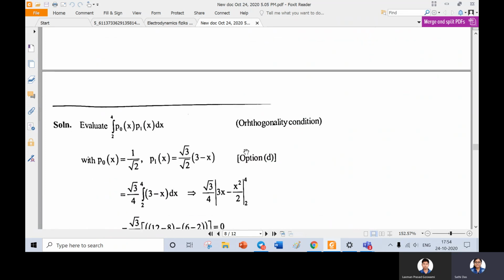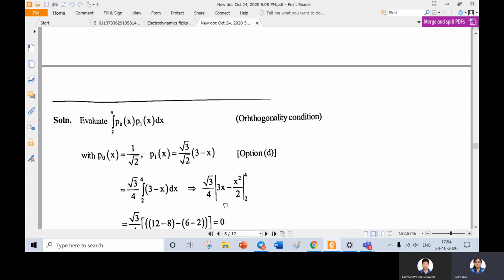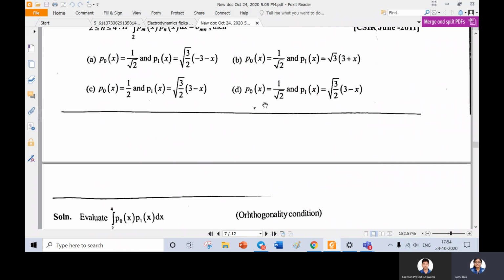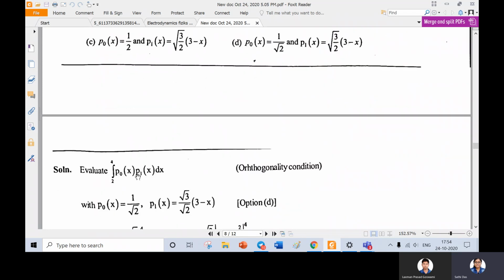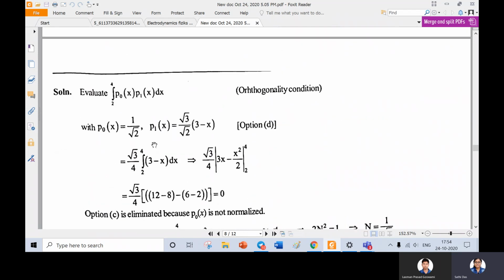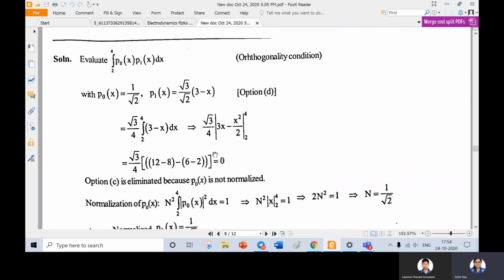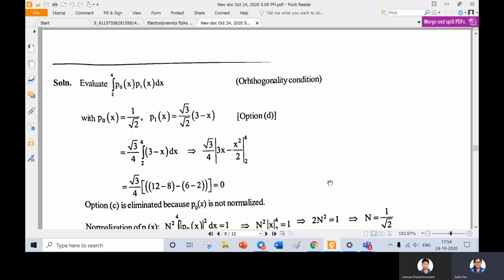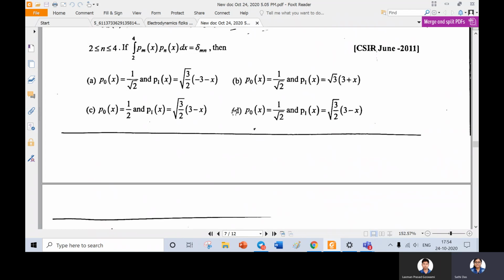For the orthogonality condition, you have to check the product of these two different functions, and you have to integrate over 2 to 4, P0(x) P1(x) dx, and it should be equal to 0. So suppose you take one option like option D, and you check P0 and P1, whether their product integrated is 0 or not. So P0 here is given as 1 by root 2, and P1 is given as root 3 by 2 times (3 minus x). So you integrate P0 and P1, and you will get the product is 0. So option D is the correct answer.